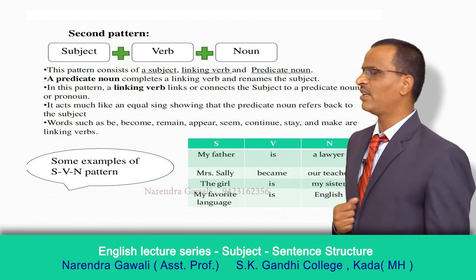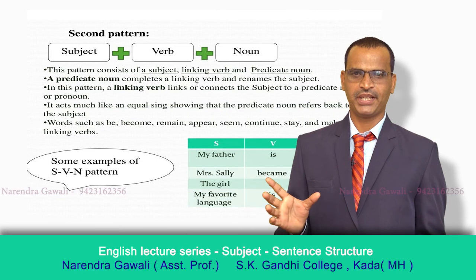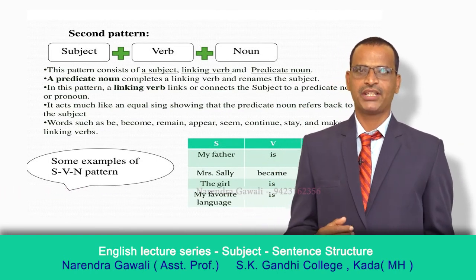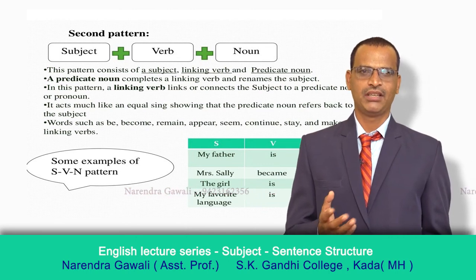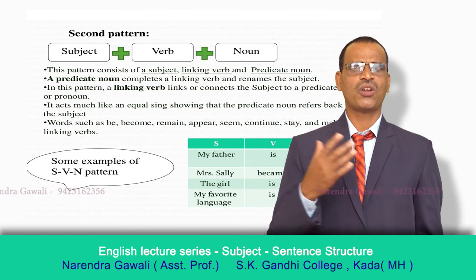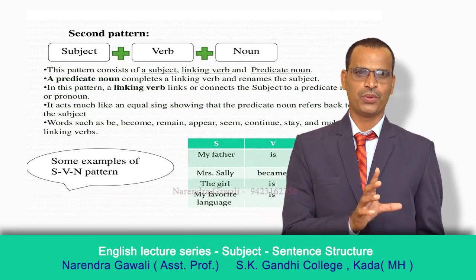Let us take some examples. The forms of the verb be, become, remain, appear, continue, is, seem, stay, make. These are all called linking verbs. They will connect the subject to the noun.